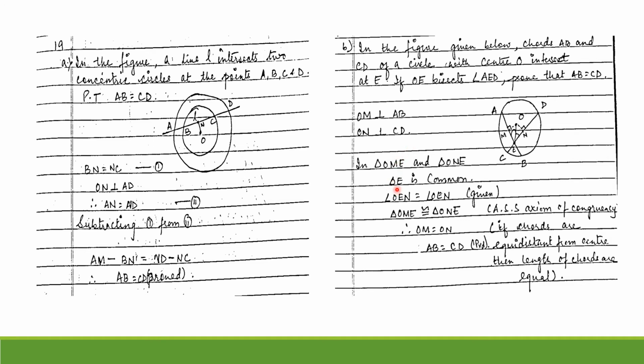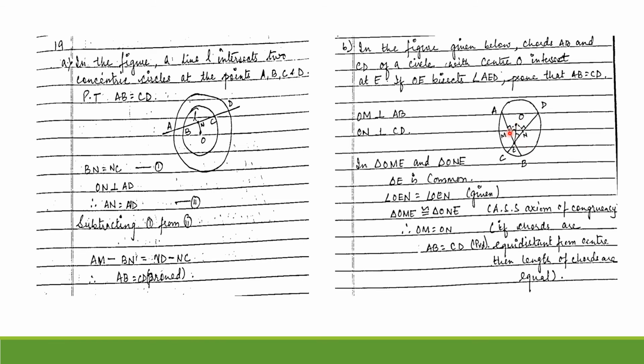So we know that here your line OE is common. So angle OEM is equal to angle OEN because it is already given to us that both the angles are equal. And therefore triangle OME is congruent to triangle ONE. On comparing the two triangles, if we take OME and ONE, angle OEM is equal to angle OEN, which is already given to us, and OE is the common line. So we can say that the two triangles are congruent to each other by the angle side axiom.